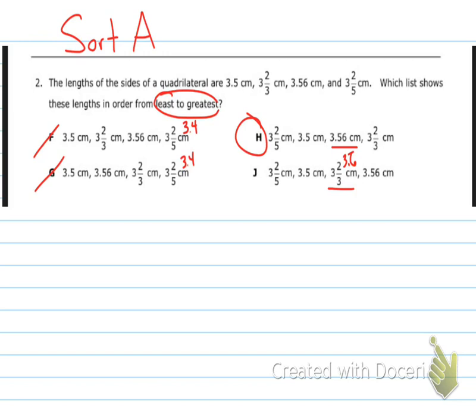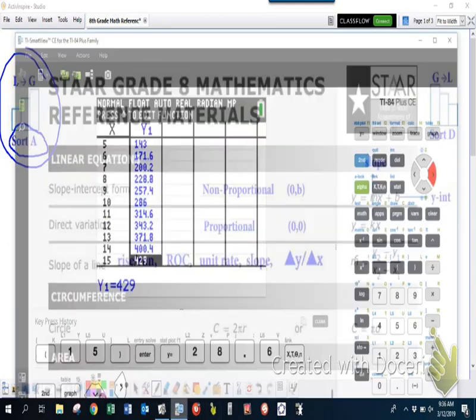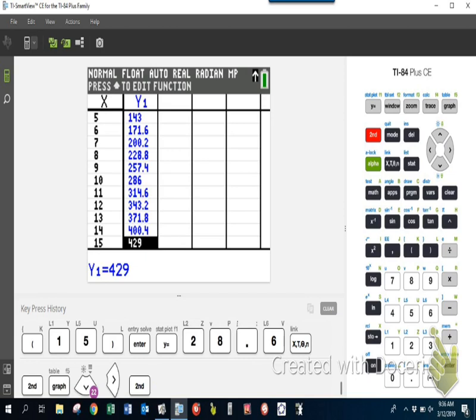So what we're going to do is go to our calculator. Again, you have to make sure you understand that sort A means least to greatest. So I like to think of an airplane. When the airplane is ascending, it's starting from the ground and then working its way up to the sky. So it's going from least to greatest. All right, so we go to our calculator. And let's go ahead and reset.